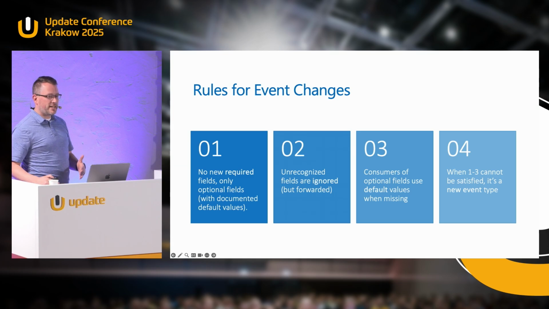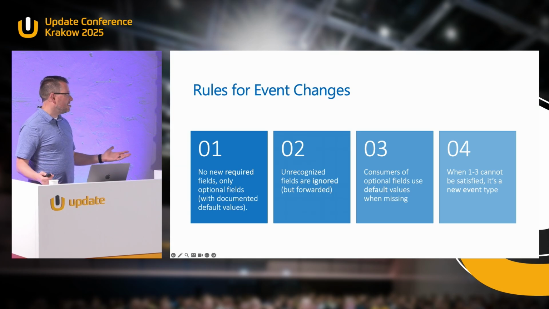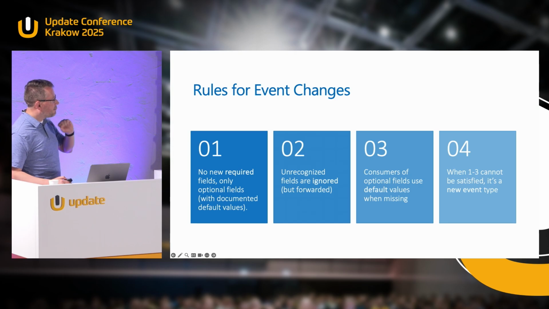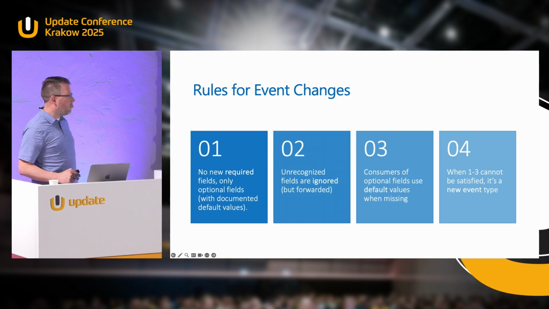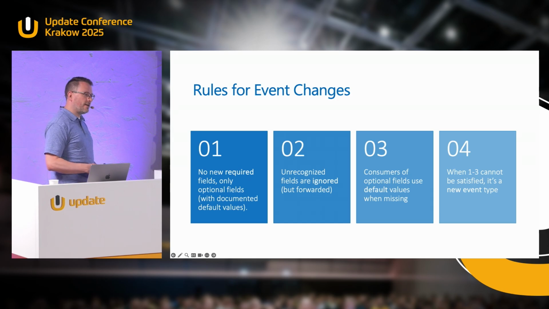So if I receive an event that doesn't have something in it because maybe the service that published that event doesn't know about that new field yet, I need to just go ahead and use the default value. And then number 4 is when you can't satisfy 1 through 3, you create a new event type. Earlier we talked about a sample event that's a new room was created event.